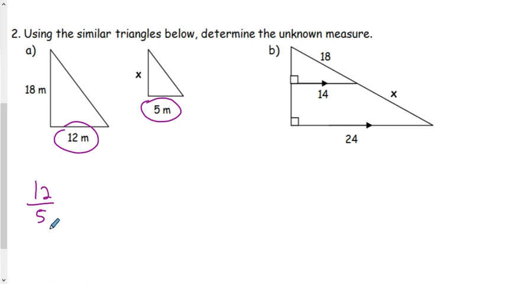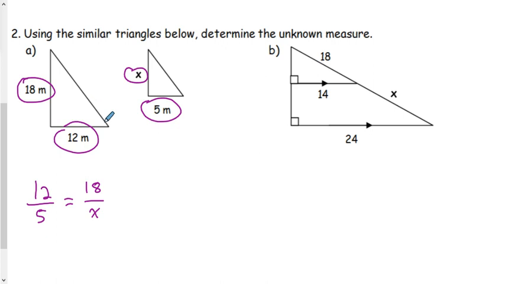Could you have said 5 over 12? Absolutely. You would have just had to make sure that the other ratio that I'm going to put right here matches up. So my big triangle is on the top, my small triangle side is on the bottom. I'm now going to match up 18 and x. So an 18 here and an x down here.